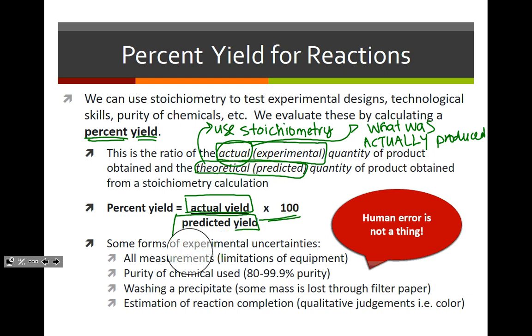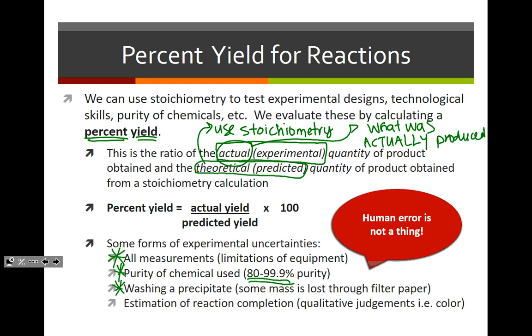So here are some forms of experimental uncertainties. What experimental uncertainties means is error. What kind of errors could occur? All measurements are limited to the type of equipment you have. So any kind of measurement, any kind of measurement of mass, etc. The purity of the chemical used. We know that chemicals, even when we order them, are between 80 and 99.9% pure.